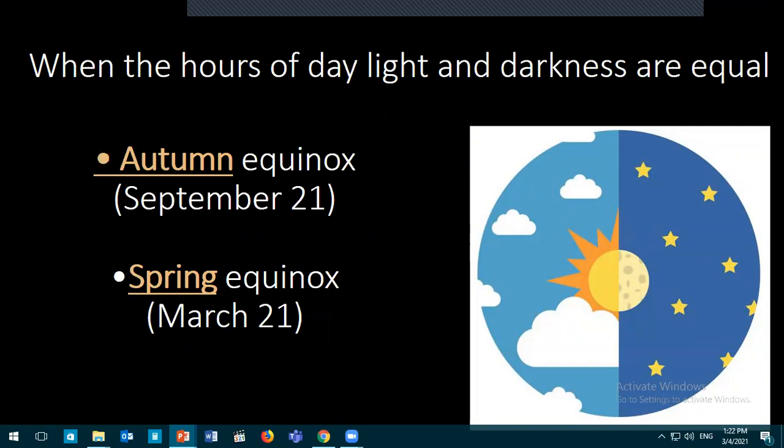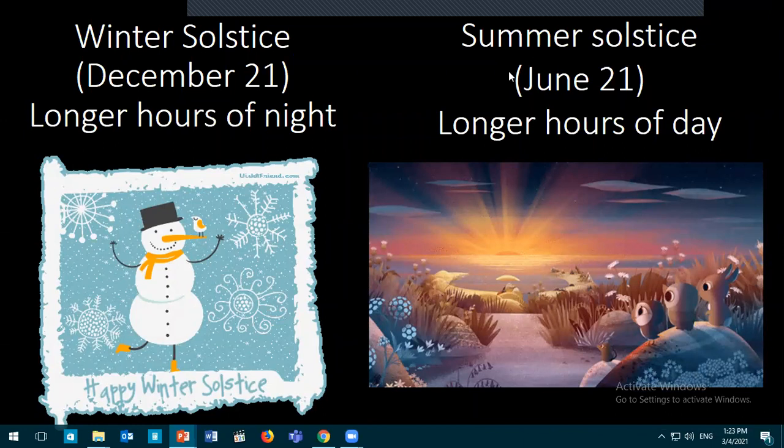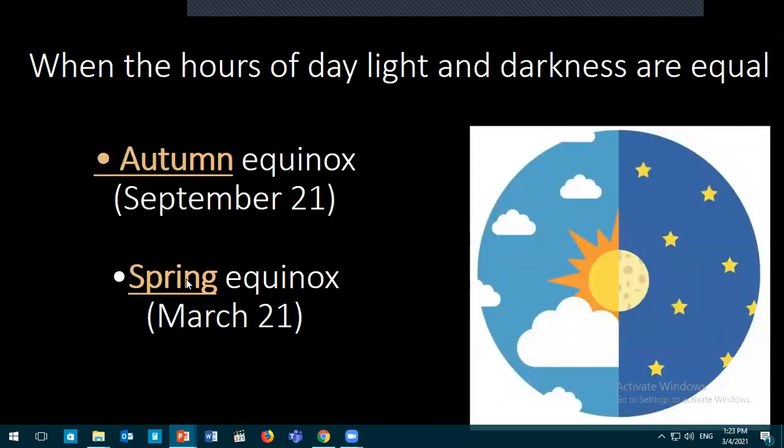And autumn and spring have the same hours of day and night, and that's why we call it equal. So we have equinox, like equal: equinox. Okay. So we have autumn equinox and spring equinox. Autumn equinox officially starts September 21st, and spring equinox starts March 21st. So yes, March 21st will officially be the beginning of spring. Okay. So we have solstice along with winter and summer, and we have equinox along with autumn and spring.